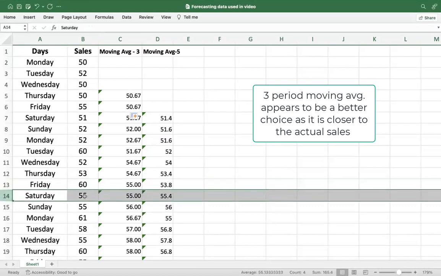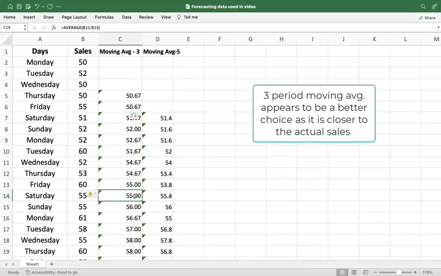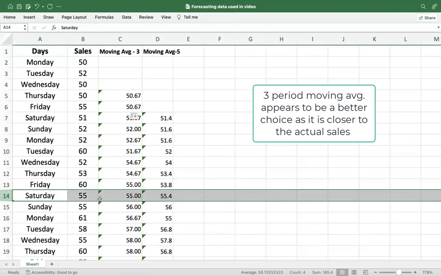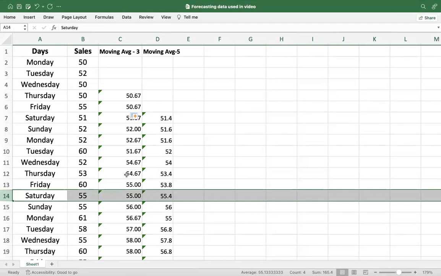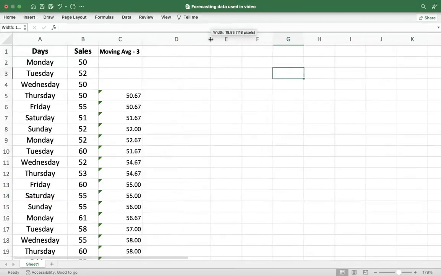The same thing here on Saturday. On Saturday, we have an actual sales value of 55, and the 3-period moving average gives us 55. And the 5-period moving average gives us 55.4, which is 0.4 more than the actual value. So using these randomly selected few values, it looks like a 3-period moving average is more accurate. But we will be using more objective and scientific techniques. The next technique that we are going to use is called weighted moving average.